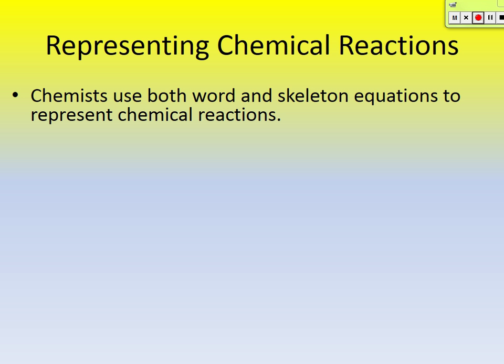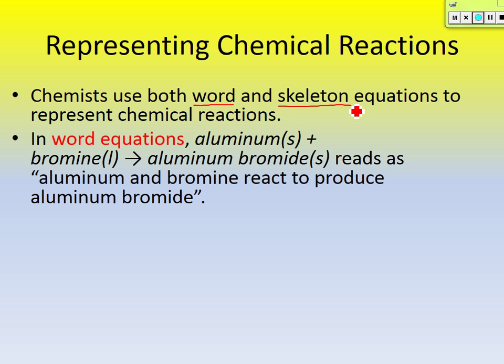Okay. Chemists use both word and skeleton equations to represent chemical reactions. You're supposed to write that down. So let me show you a word equation. We'll differentiate between these two. In a word equation, it's spelled out. It's a word. So instead of using Al for aluminum, we spell it out. Bromine is spelled out, so this is just a word equation. It's just like reading words.